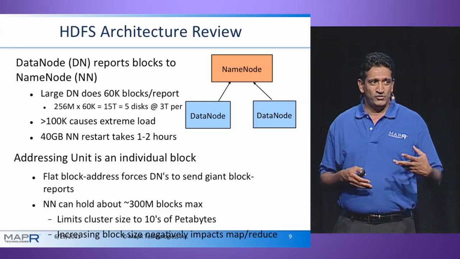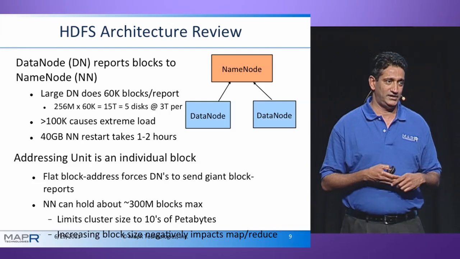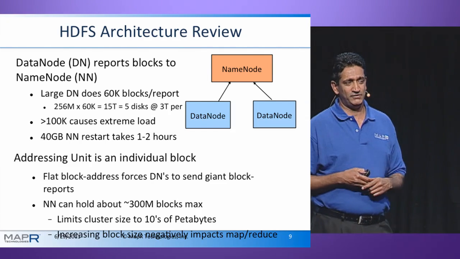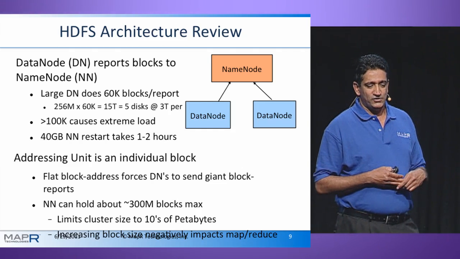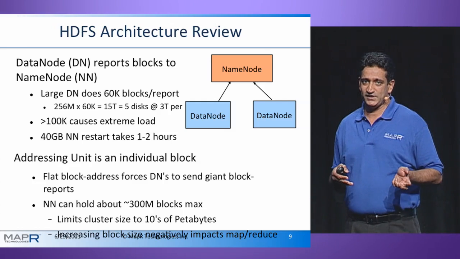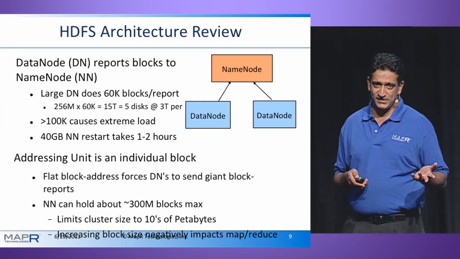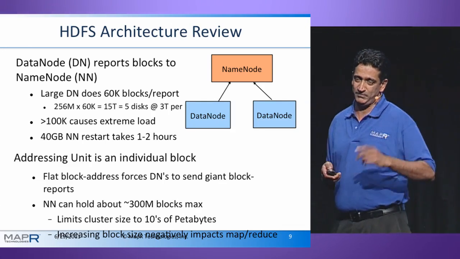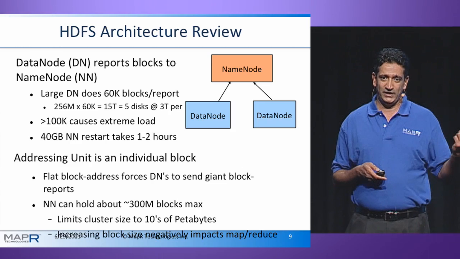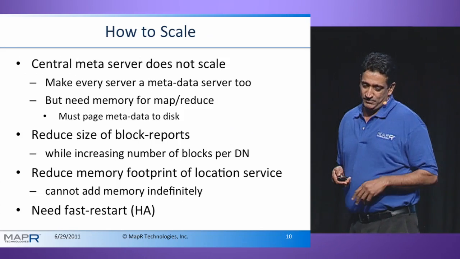And the way the name node builds its data structure is really by these block reports that are sent periodically. And it takes a while to build up a large data set. The other architectural issue was that the addressing unit is an individual block. So this is the problem. The data node is forced to send giant block reports. Second problem is that the name node can only hold about 300 million blocks maximum, so it limits the cluster size. So if you multiply those two, you get about 10 petabytes. And if you try to increase the block size to store more stuff, you negatively impact MapReduce performance because you don't get parallelism anymore. So basically, how do we scale this?